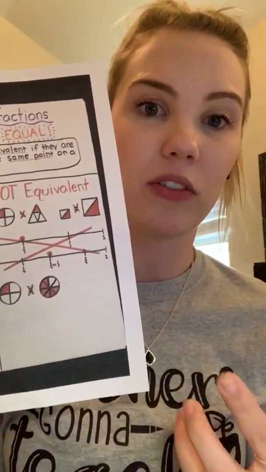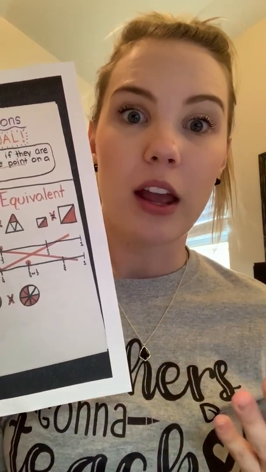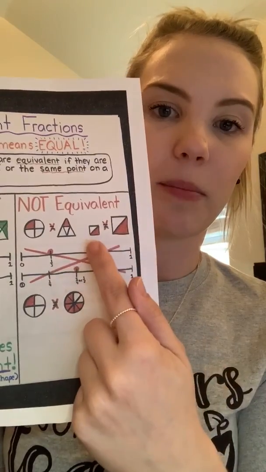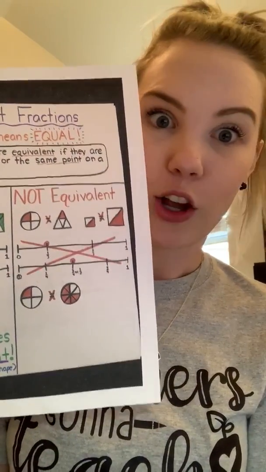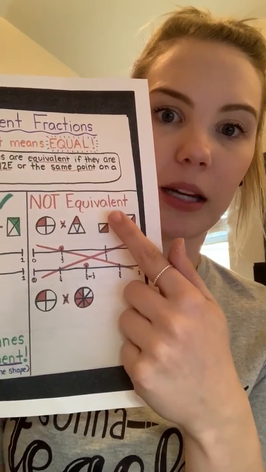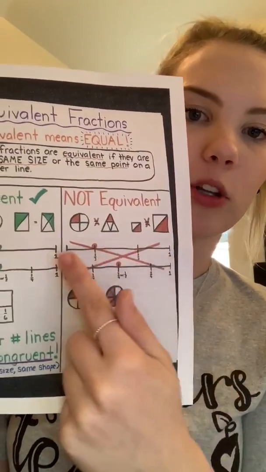So when we talk about equivalent, we talk about equal and fair, right? So imagine that I got this piece of cake and you got that piece of cake. Would you be happy with me? No, right? Because I got more. So that's another part of equivalent. Same size, same shape.